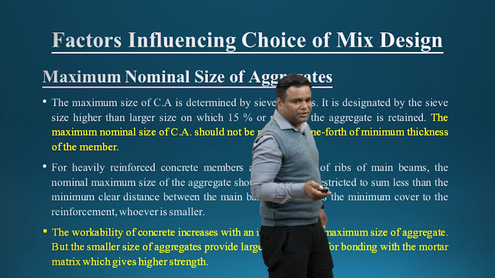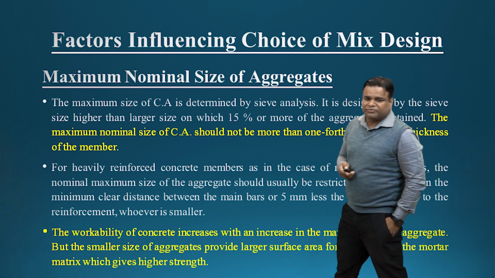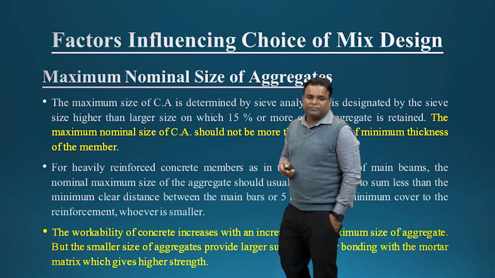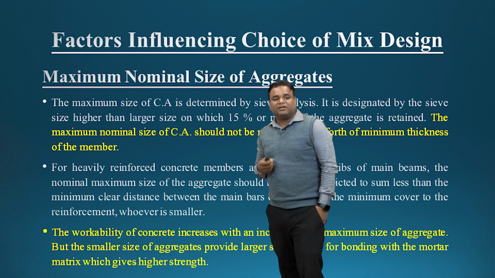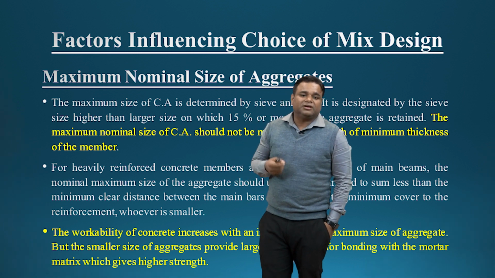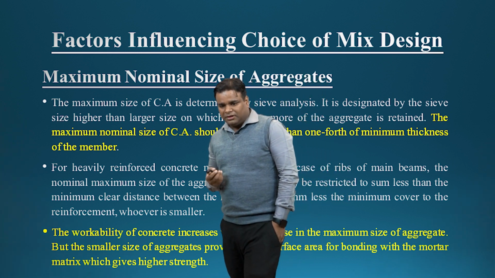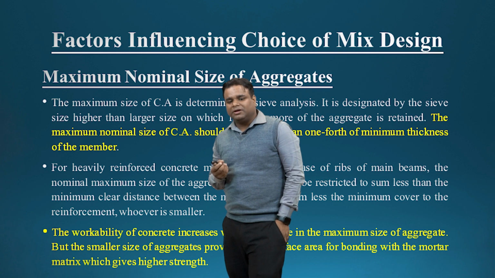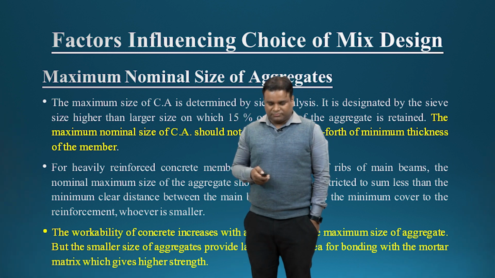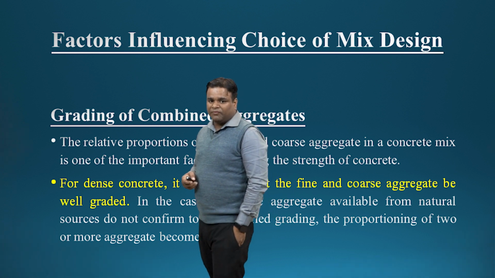So the last point is that the workability of concrete increases with the increase of the maximum aggregate size, but smaller size provides a larger surface area for bonding, which gives the highest strength. So it is a very important point. To get the highest strength, we have to use a lesser size of aggregates. Then the grading of combined aggregates.